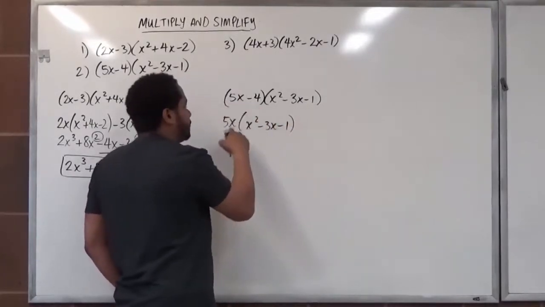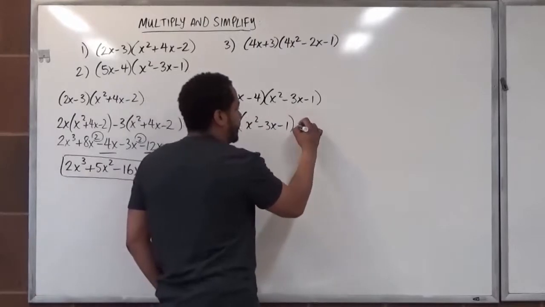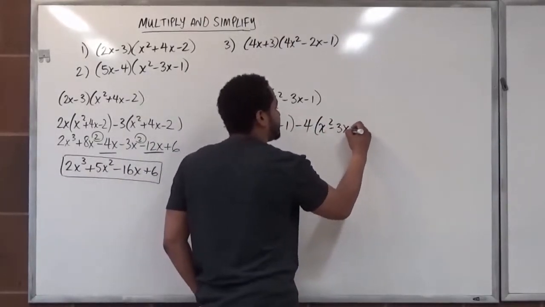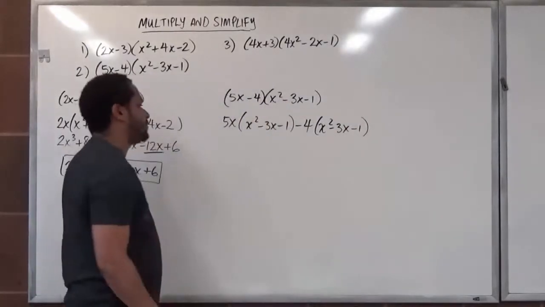Then we have a negative 4 next to the 5x, so we're going to bring that out over here. We're just going to write x squared, minus 3x, minus 1. What we're going to do again is distribute.